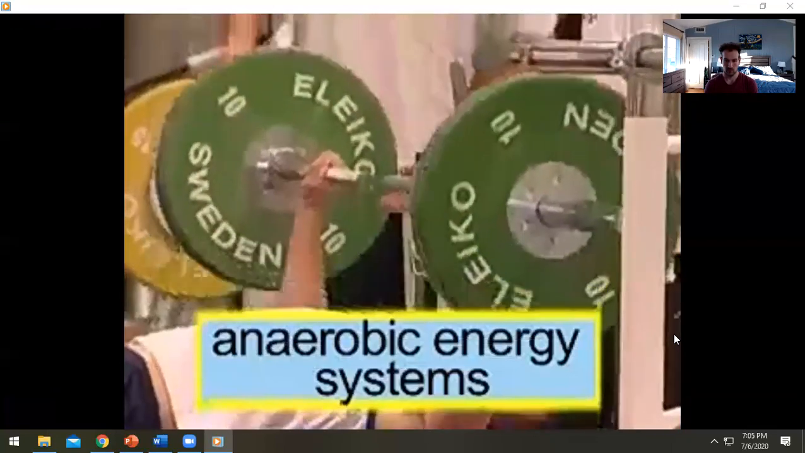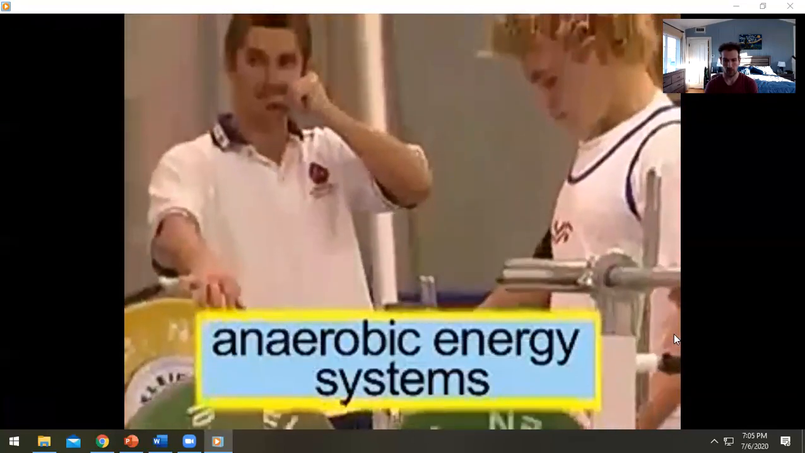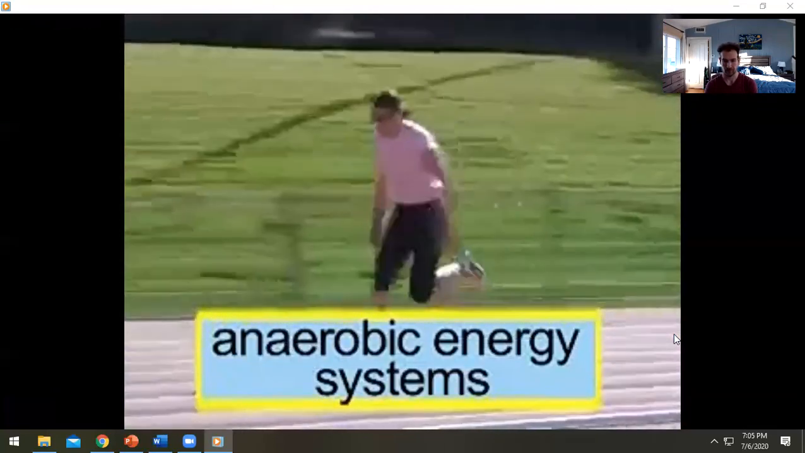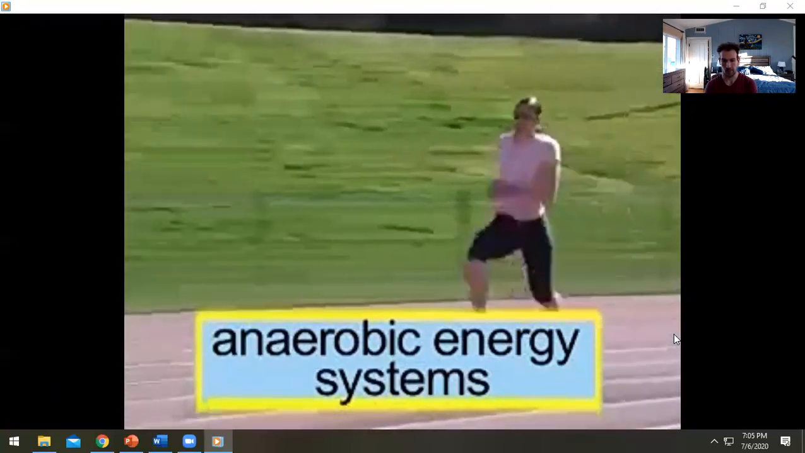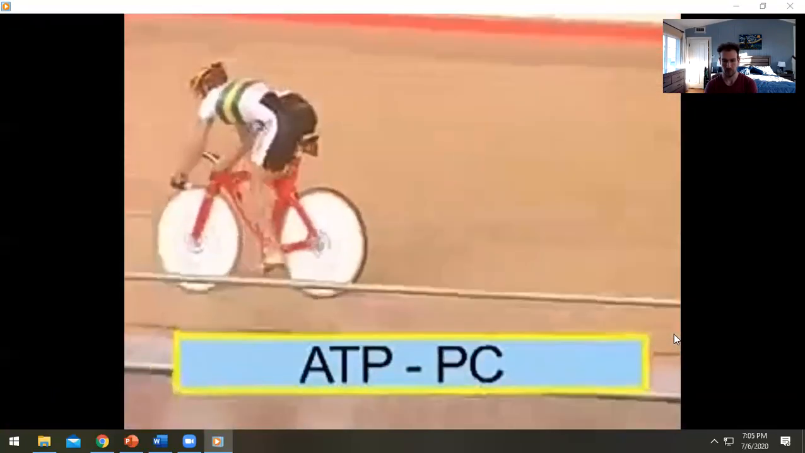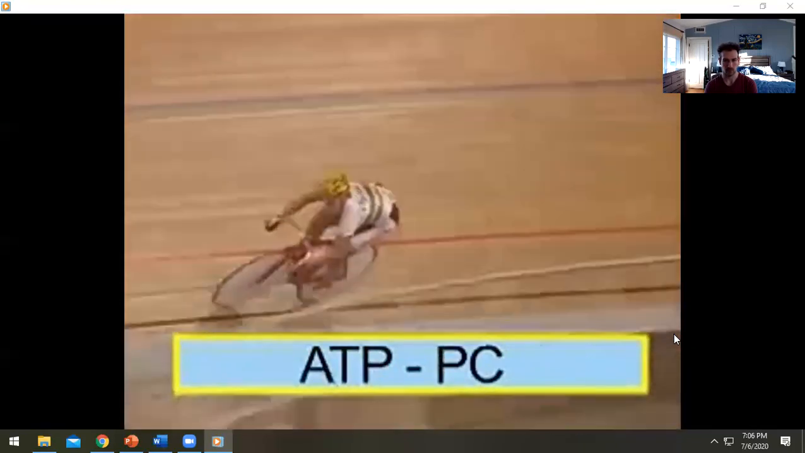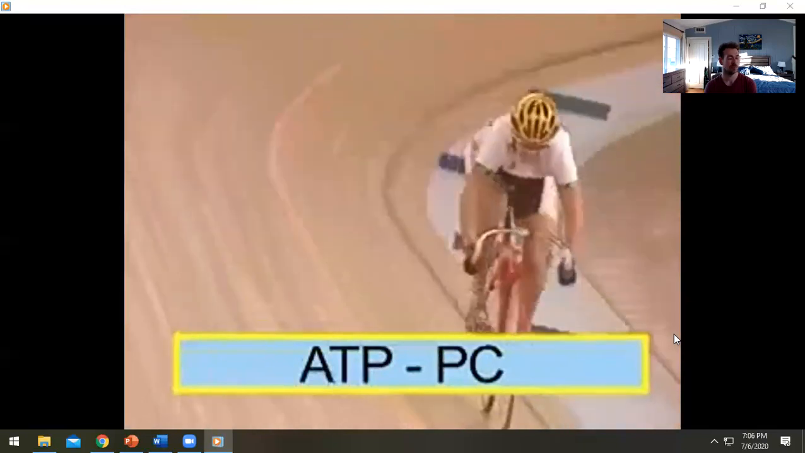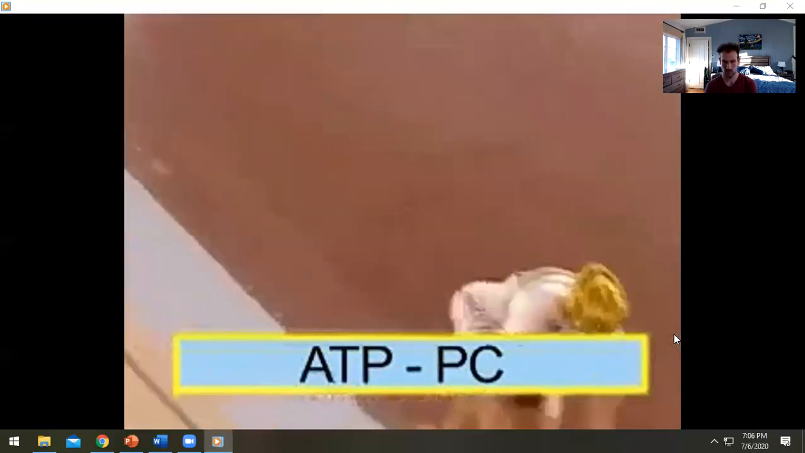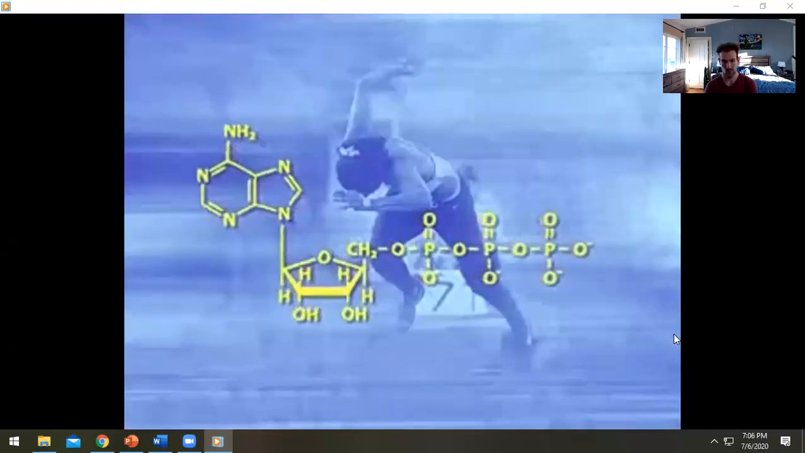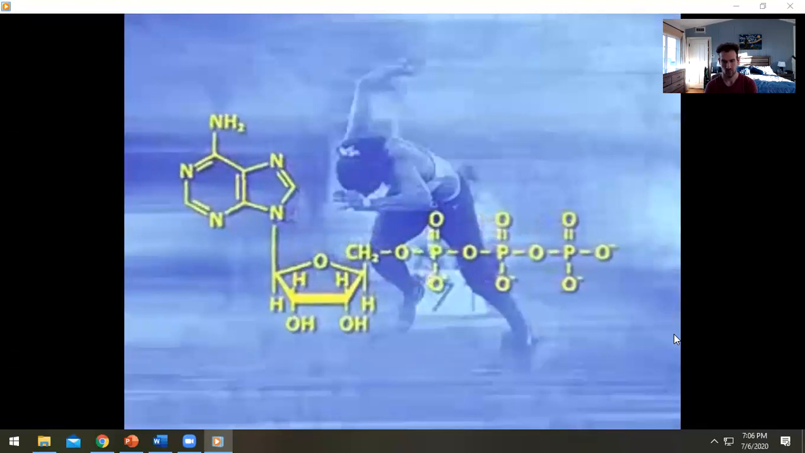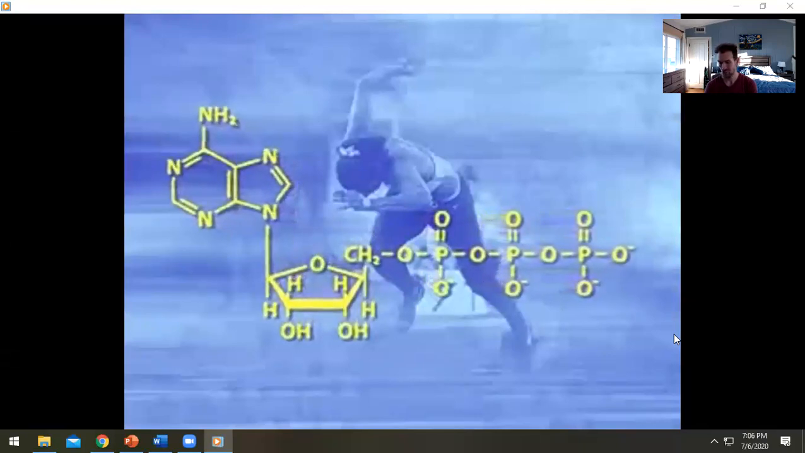The first 2 energy systems we'll examine are called anaerobic energy systems. That is, they function without oxygen. Firstly, the ATP-PC system. PC stands for phosphocreatine. Let's look more closely at an ATP molecule. Its molecular diagram looks like this.